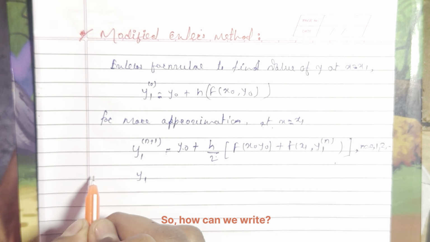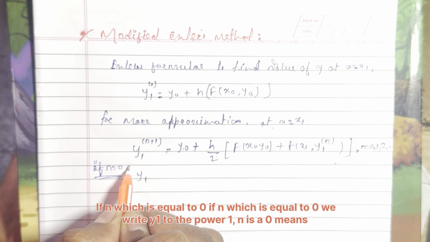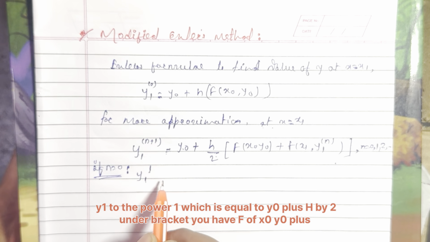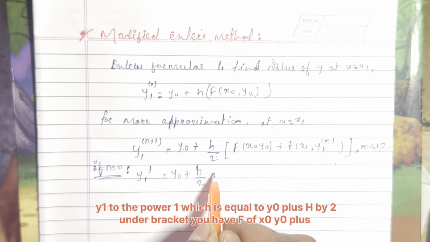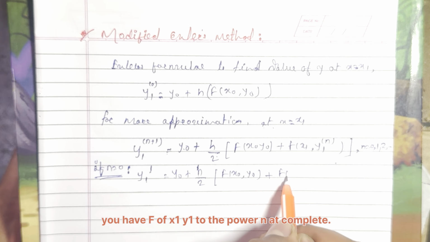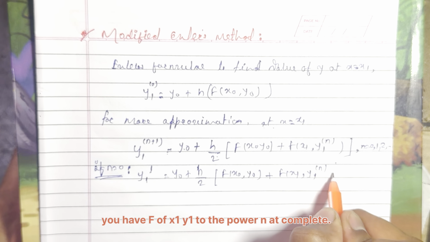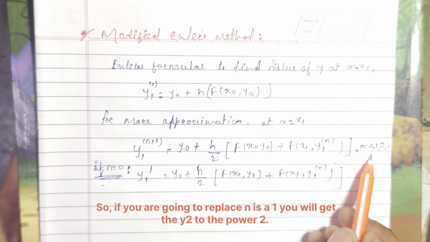So how can we write? If n is equal to 0, we write y1 to the power 1. N is 0 means y1 to the power 1 is equal to y naught plus h by 2, under bracket f of x naught, y naught plus f of x1, y1 to the power n. Okay, bracket complete. When n is 0, so if you replace n with 1, you will get y to the power 2.